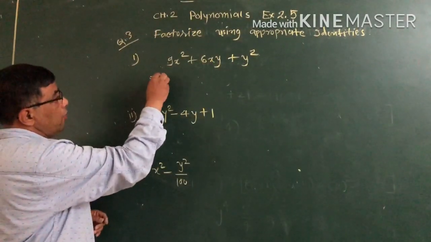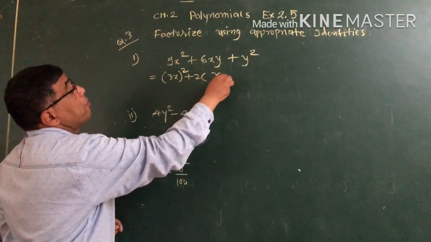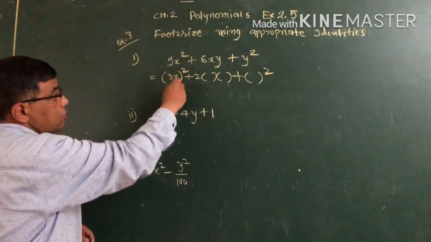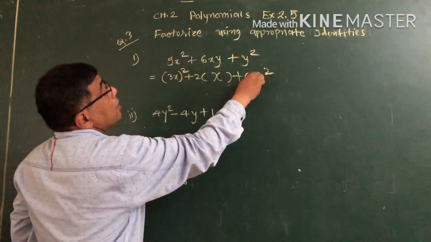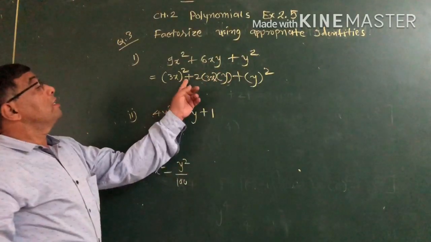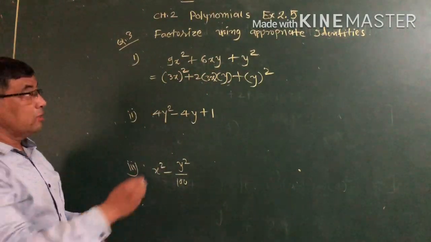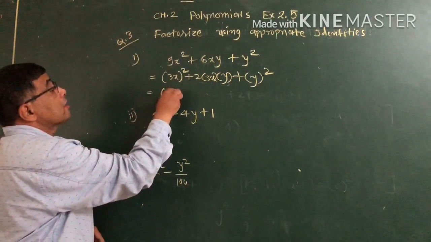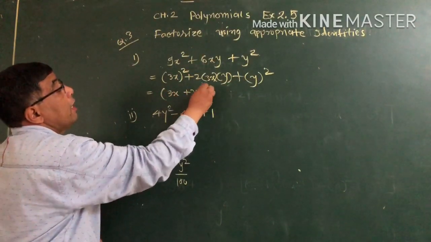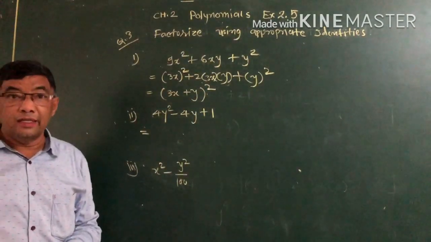So first of all we arrange it to check whether it is a square plus 2ab plus b square or not. So this is (3x) whole square. Here you can write (y) whole square, and 3x and y. So we can check it: 2 into 3x into y is 6xy, here y square and 9x square. So according to the identity, the answer is (a + b) whole square, with the middle term sign plus, that is (3x + y) whole square.